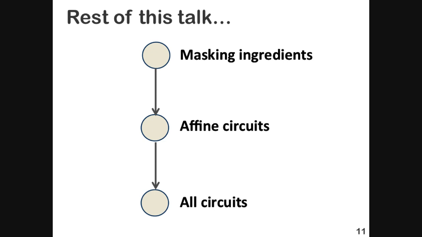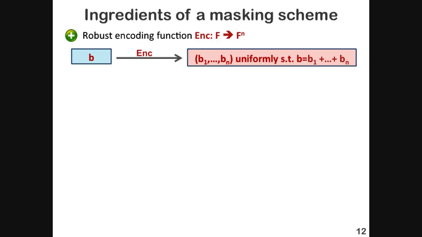So the rest of this talk is structured as follows. I will talk a bit more about how these masking schemes work. Then talk about these affine circuits and also how to lift it to work for all circuits. So what are the ingredients of such a masking scheme? There are essentially three ingredients that we always need to get a secure scheme. The first one is an encoding function. So that's also where this parameter n comes from.